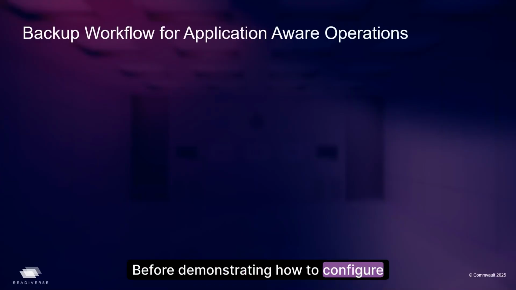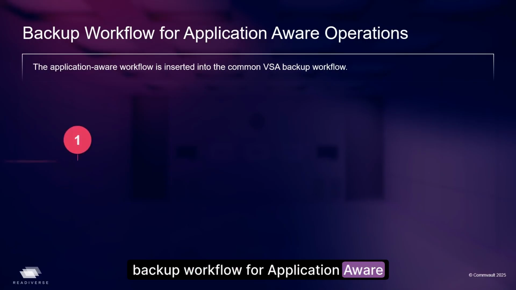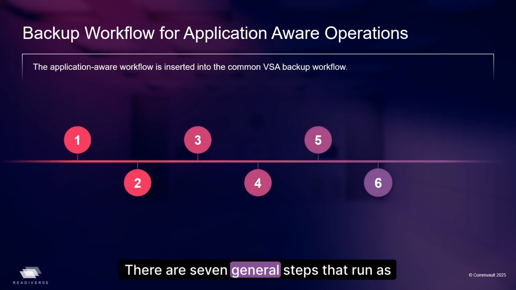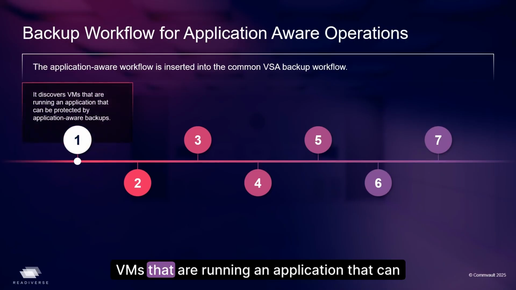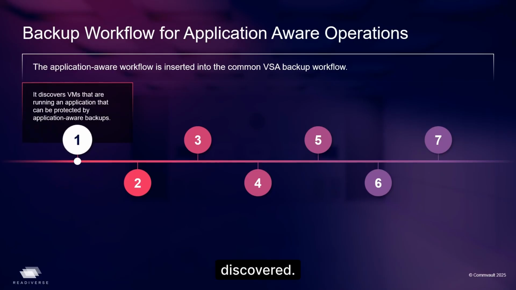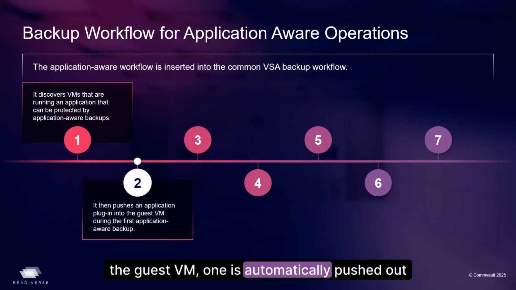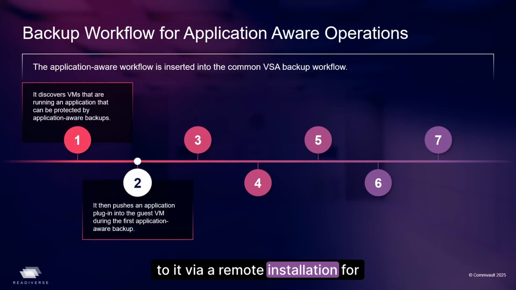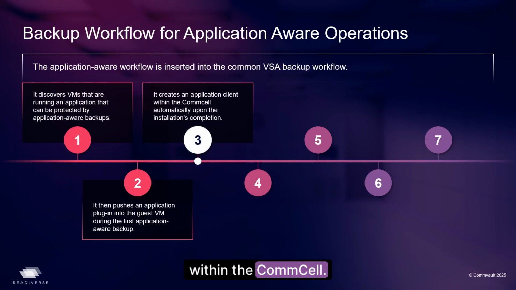Before demonstrating how to configure application-aware, let's review the overall backup workflow for application-aware operations. There are 7 general steps that run as part of this workflow, which is inserted as part of the common VSA backup process. VMs that are running an application that can be protected by application-aware backups are discovered. If an application plugin is not available on the guest VM, one is automatically pushed out to it via a remote installation for Commvault. If a remote installation is run, an application client is automatically generated within the CommCell.